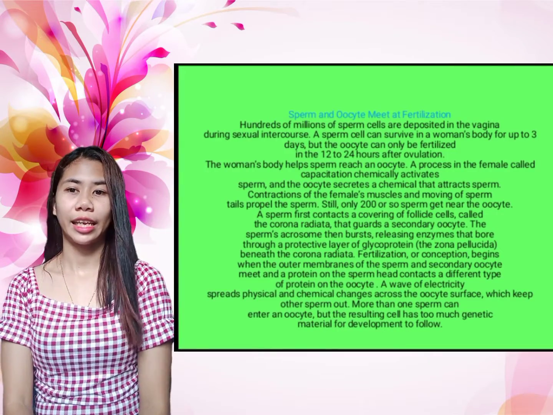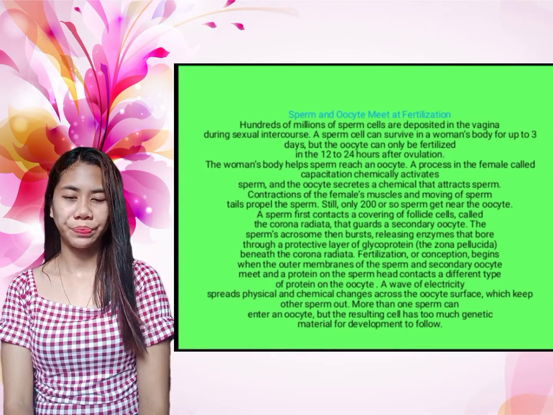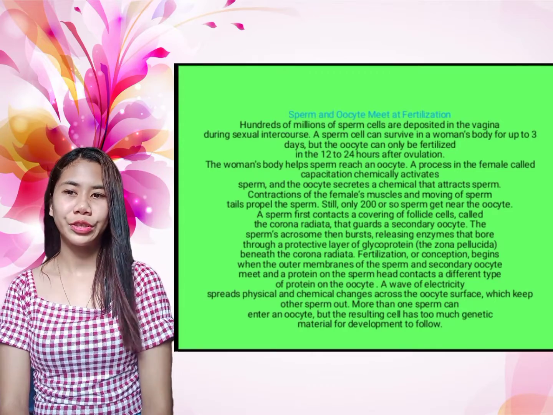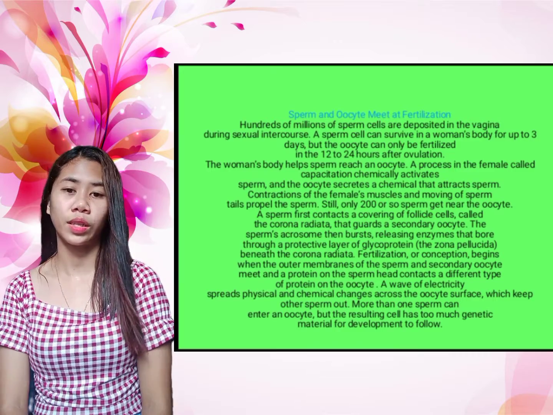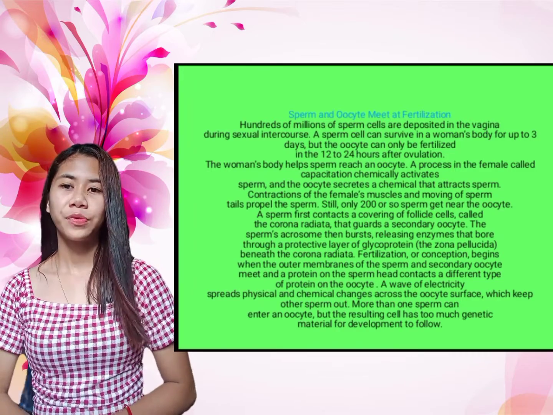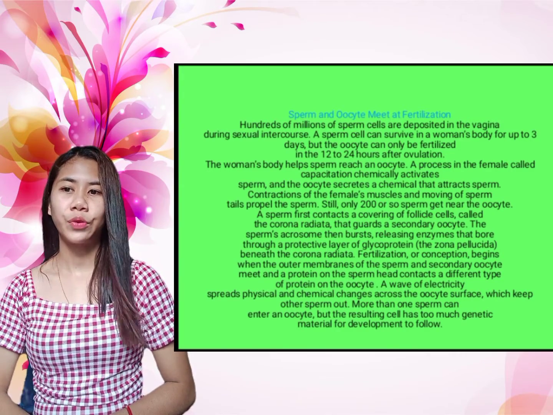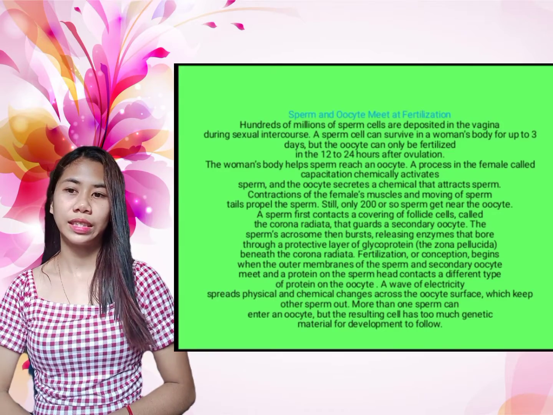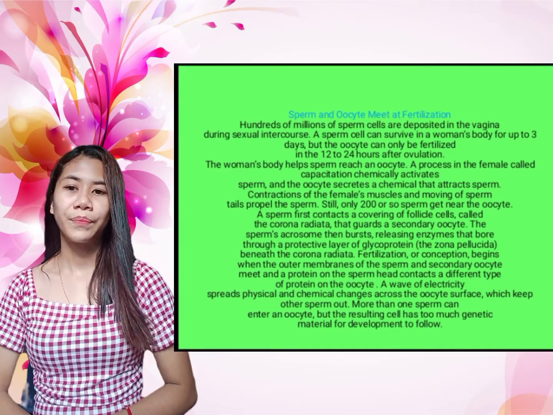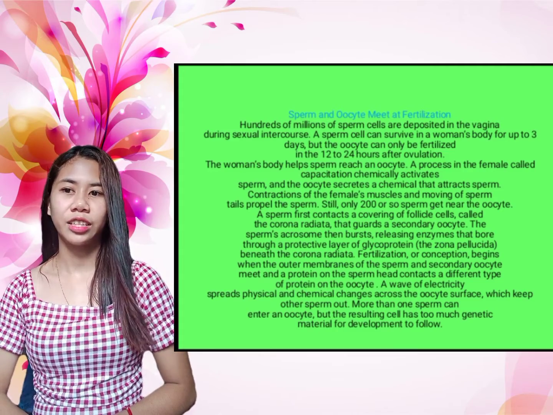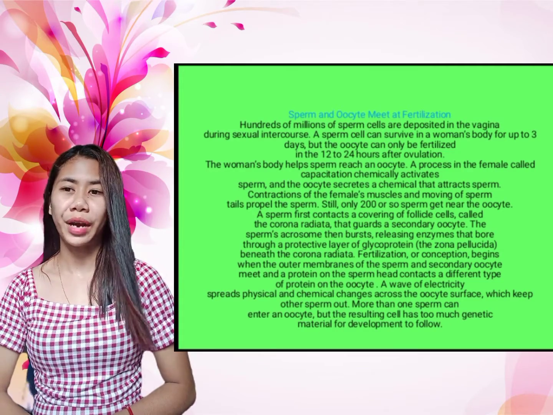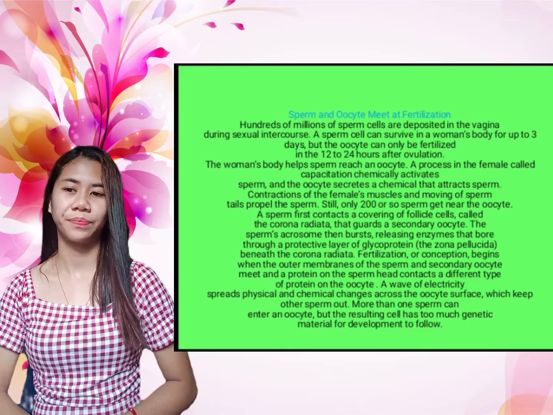Sperm and oocyte meet at fertilization. Hundreds of millions of sperm cells are deposited in the vagina during sexual intercourse. A sperm cell can survive in a woman's body for up to 3 days, but the oocyte can only be fertilized in the 12 to 24 hours after ovulation.